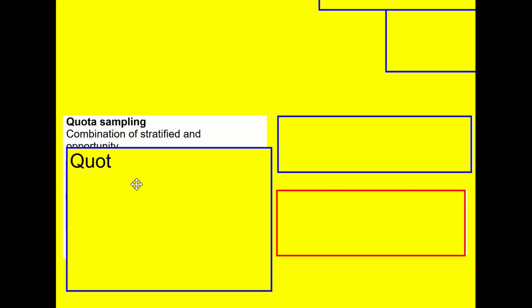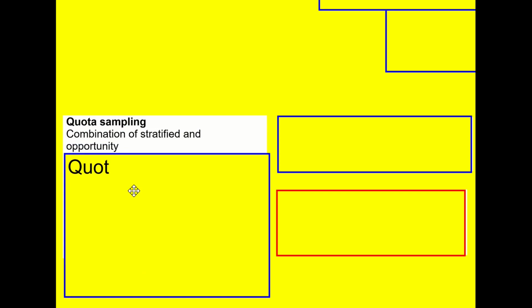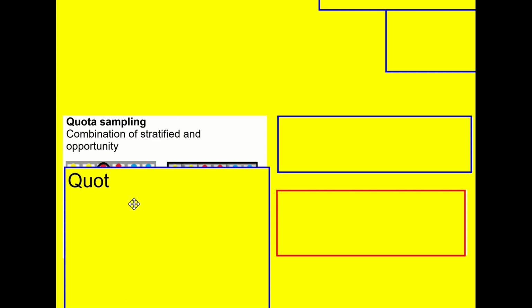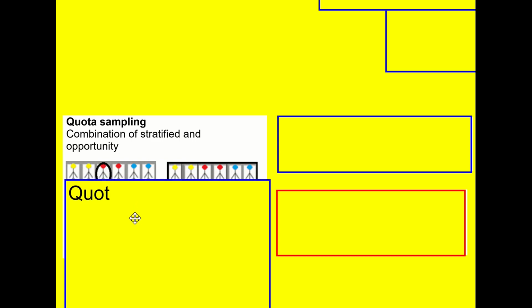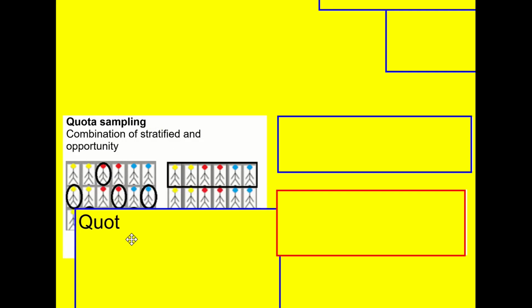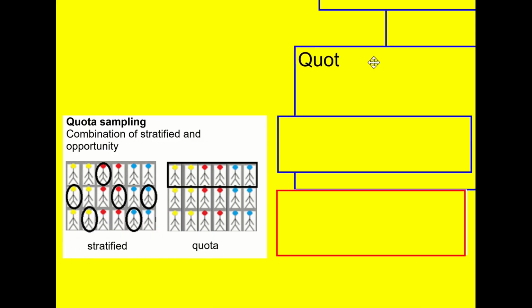So quota sampling, I want you to think about it like a combination of stratified and opportunity. So what you basically do is you split people into, I'm not sure if we call them strata anymore, but split people into different possible groups, maybe men, women, and children, or something like that. But this time, instead of doing a simple random sample to get the people, I just basically use an opportunity sample. So this compares it quite nicely, I think.